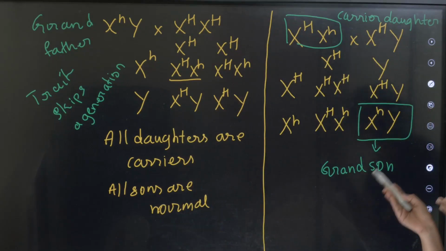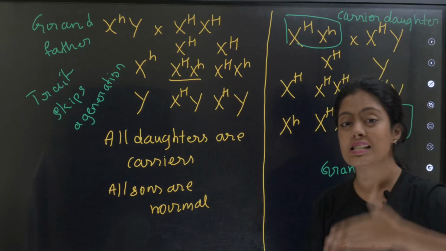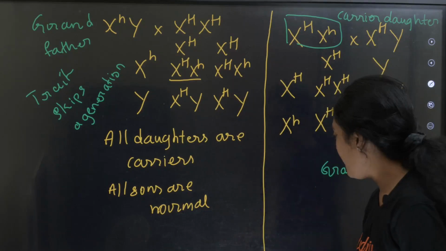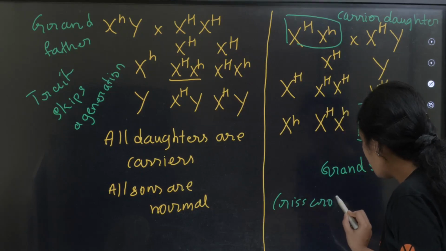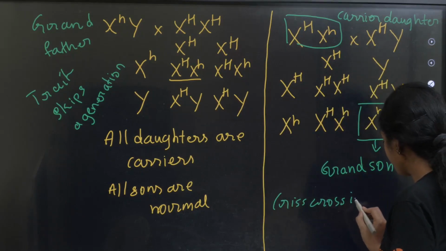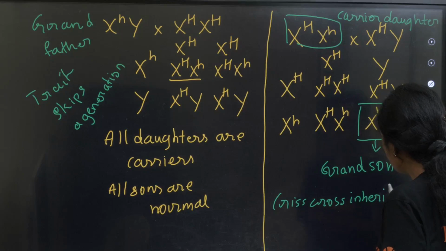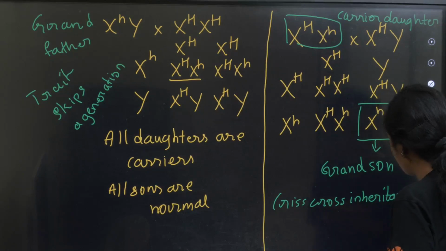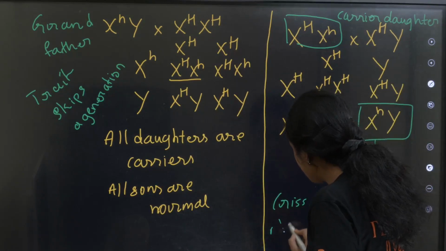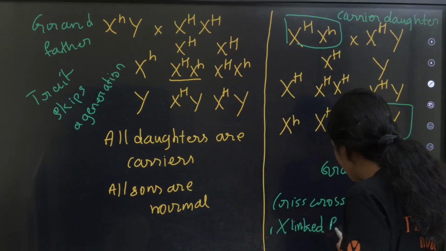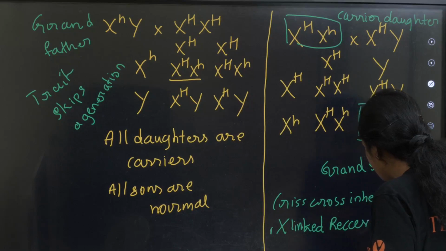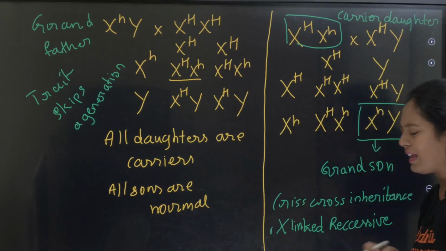Okay, so this is the beauty of your X-linked inheritance. Okay, so what do we call this? We call it criss-cross inheritance. Okay, it is also called X-linked because it is linked to your X chromosome. Recessive inheritance. Okay, if this is clear, everything is clear.